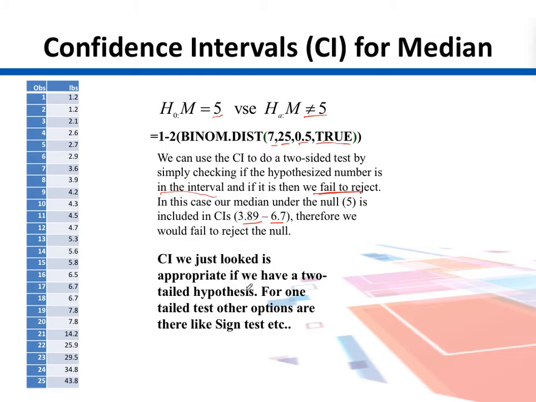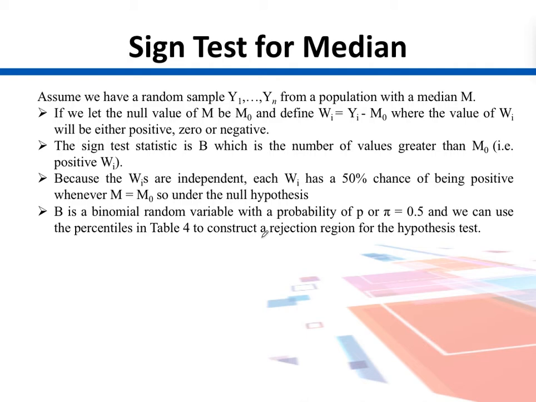If we are doing it as a two-tailed hypothesis, then this CI approach is used, and for a one-tailed test other options are there like the sign test. We'll see it in a moment. But if you are doing it as a two-tailed test, then this approach is just fine. Let's also look into this sign test.